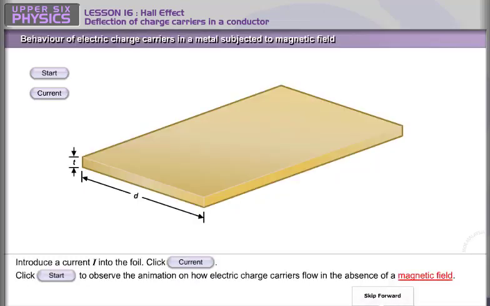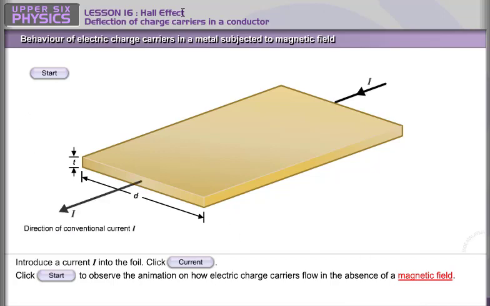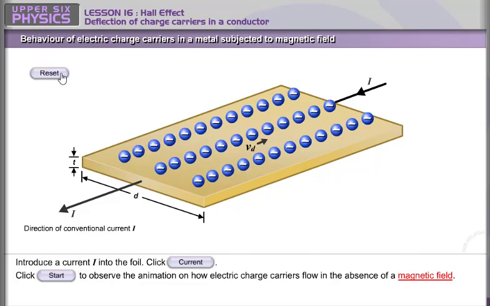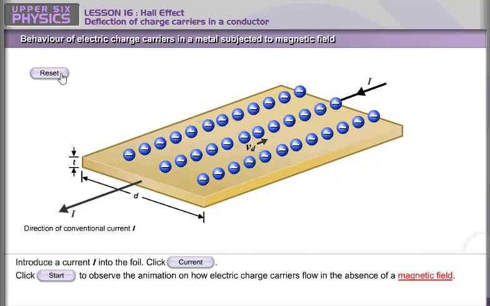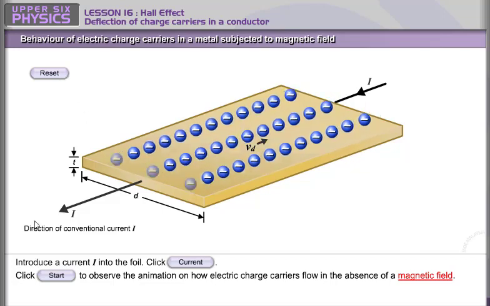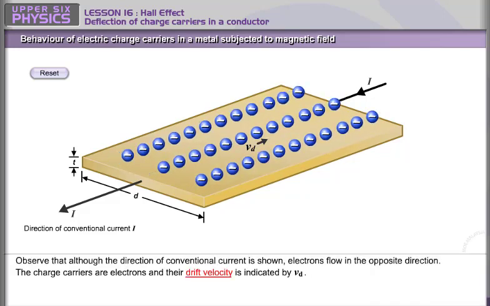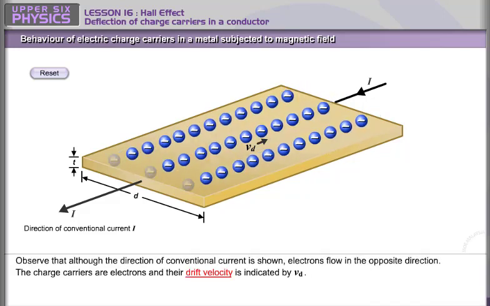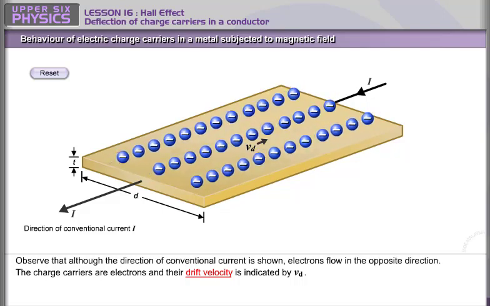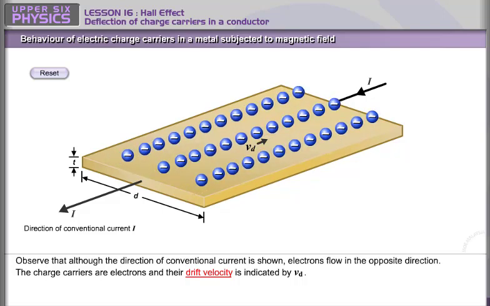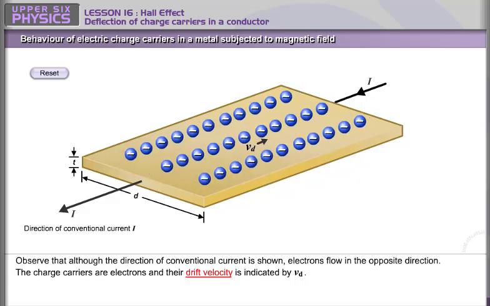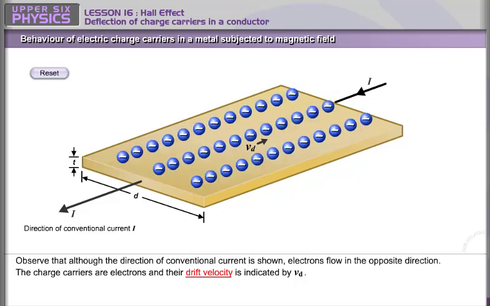Introduce a current I into the foil. Click the current button. Click the Start button to observe the animation on how electric charge carriers flow in the absence of a magnetic field. Observe that although the direction of conventional current is shown, electrons flow in the opposite direction. The charge carriers are electrons and their drift velocity is indicated by Vd.